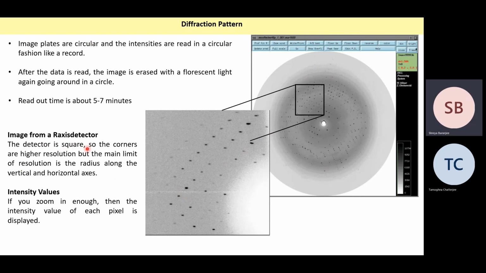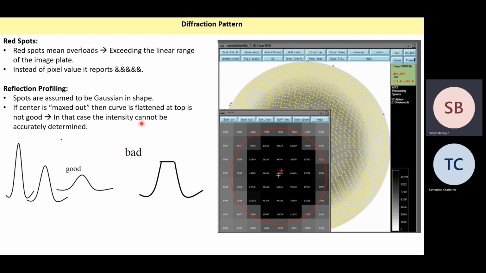So often what you will see is, since the detector is square, the corners of the diffraction pattern have higher resolution. And if you zoom in enough, the intensity values of each of the spots can be found. For each of the spots, the intensity values will be given. And you will see that in the diffraction pattern, there are certain red spots. The red spots indicate that there is some overload.